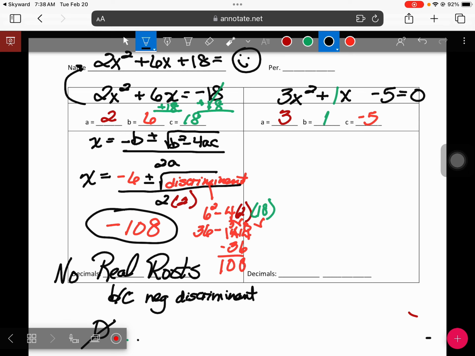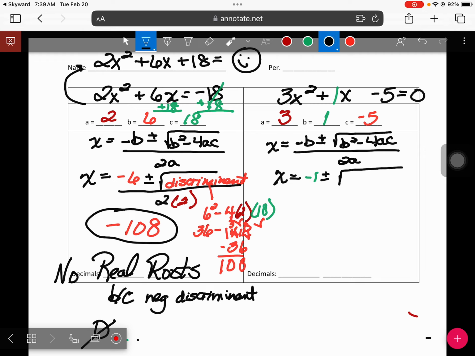And then we get to the quadratic formula. X is equal to the opposite of b plus or minus the square root of b squared minus 4ac, all over 2a. All right, x equals the opposite of b. If b is 1, the opposite is going to be negative 1 plus or minus, I'm going to say discriminant.